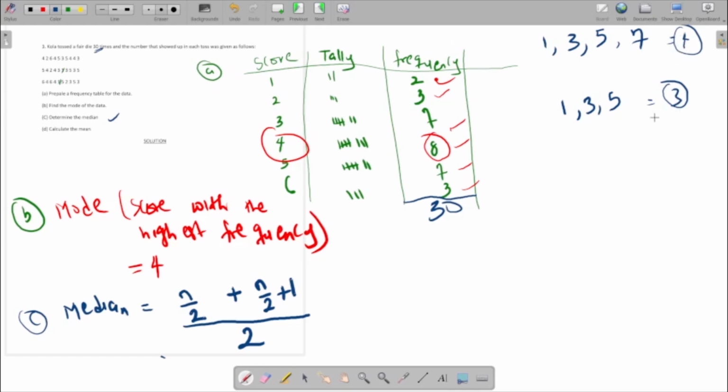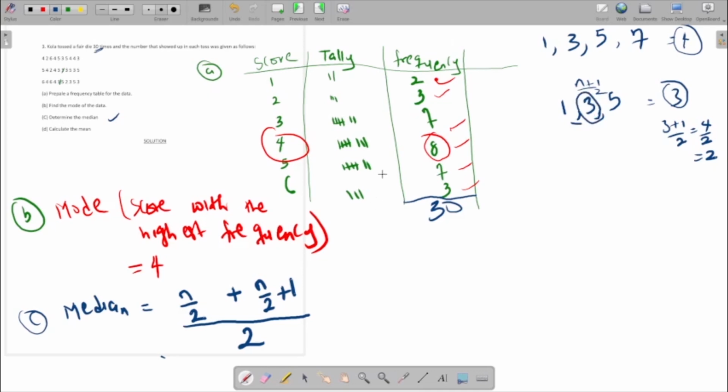Now, how do we find the median of this in a simple way? If we are to find the median of this, we have n plus 1 divided by 2. Our n is 3. We have 3 plus 1 divided by 2. That is 4 divided by 2, which gives us 2. It means that the median is the second value you have here. That is 1, 2. So this is the median.